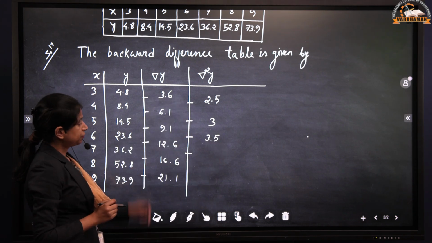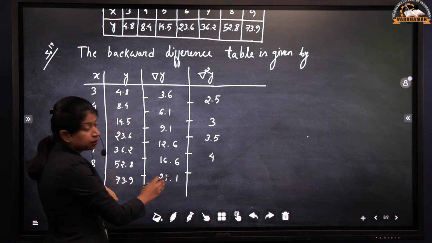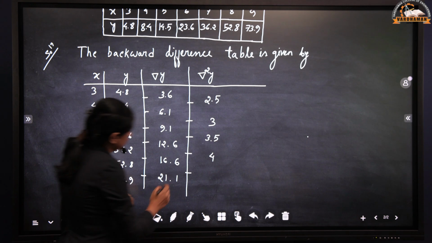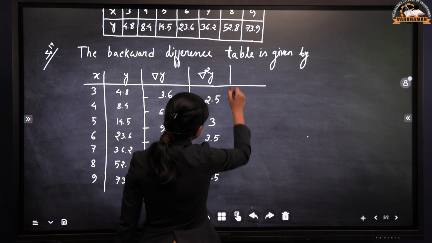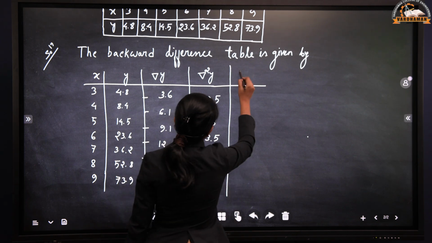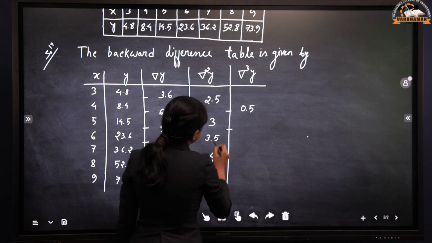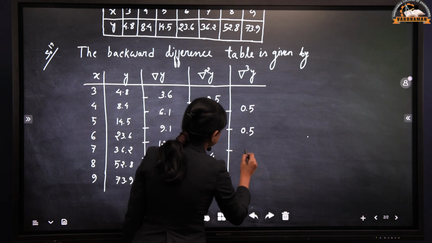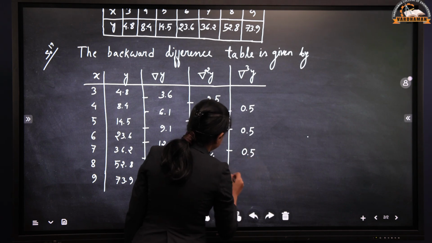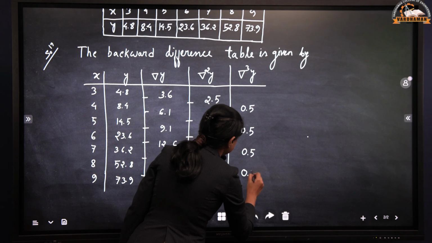16.6 minus 12.6, it will be 4. And 21.1 minus 16.6, it will be 4.5. Next is third backward difference. 3 minus 2.5, it will be 0.5. 3.5 minus 3, it will be 0.5. 4 minus 3.5, it will be also 0.5. And 4.5 minus 4, that will be also 0.5.